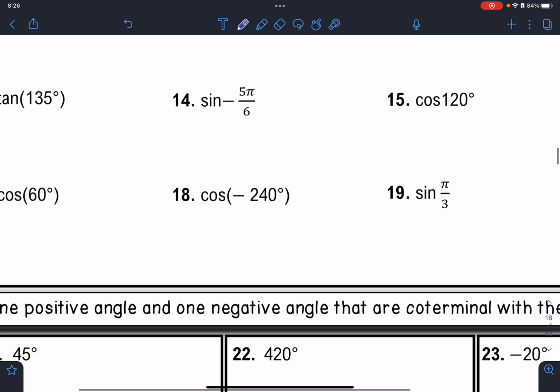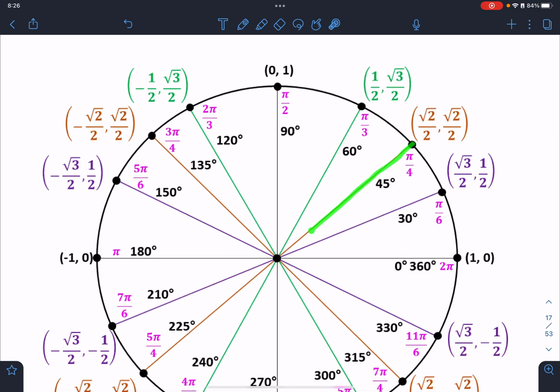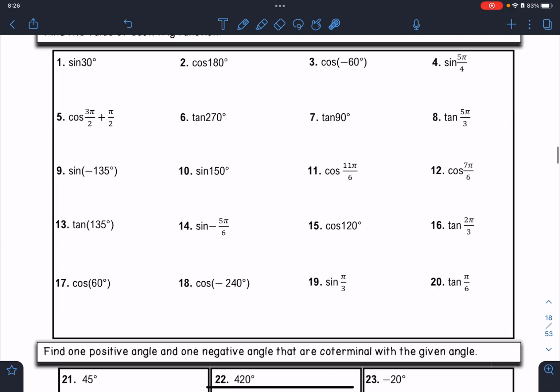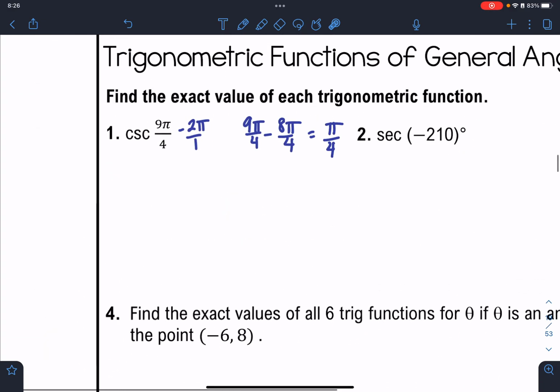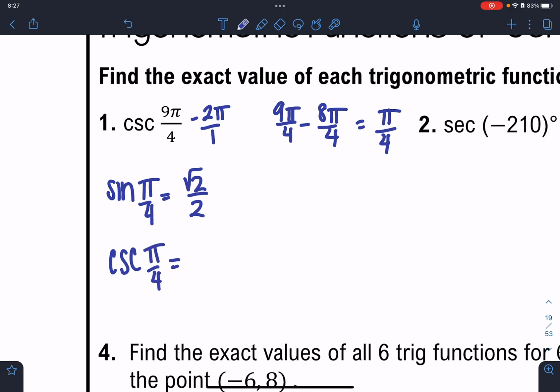So then I figure out, okay, what do we have here? Pi over 4. I want to look at the y value. Root 2 over 2. So this is how I do it. I like to say, all right, I know that sine of pi over 4 is root 2 over 2. So I'm flipping that for cosecant. Cosecant of pi over 4 is going to be the flipped version of that, 2 over root 2.